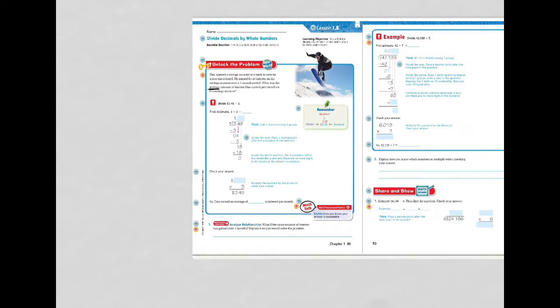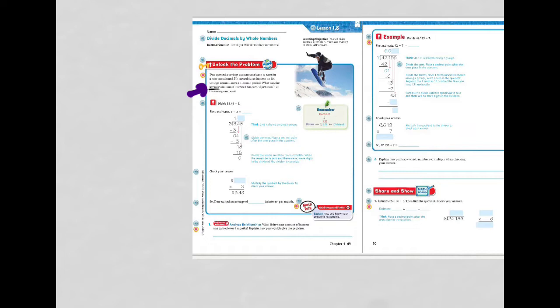So if you look at this first example, it says Dan opened a savings account at a bank to save for a new snowboard. He earned $3.48 interest on his savings account over a 3-month period. What was the average amount of interest Dan earned per month on his savings account? So that word average, you see I have it underlined there. That word average is going to say that we're trying to divide this number among an even amount. So the 3.48, I'm going to divide by 3.